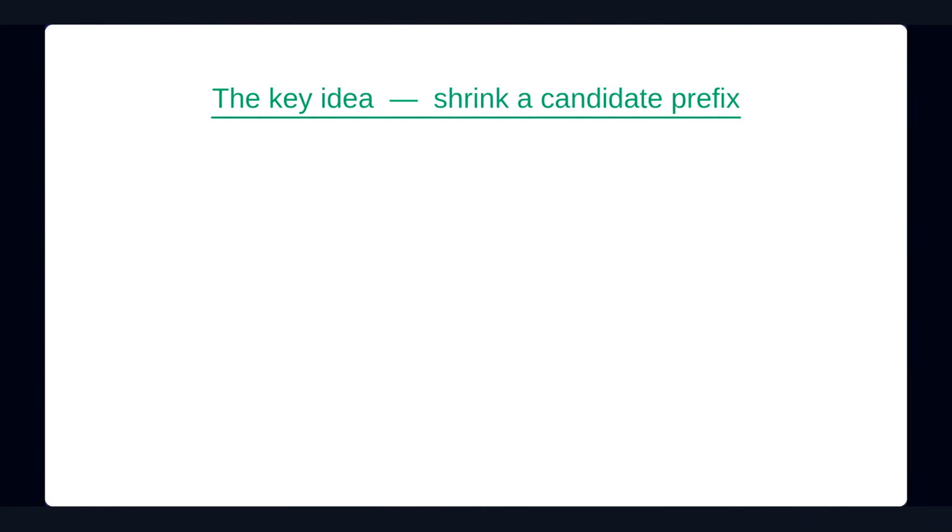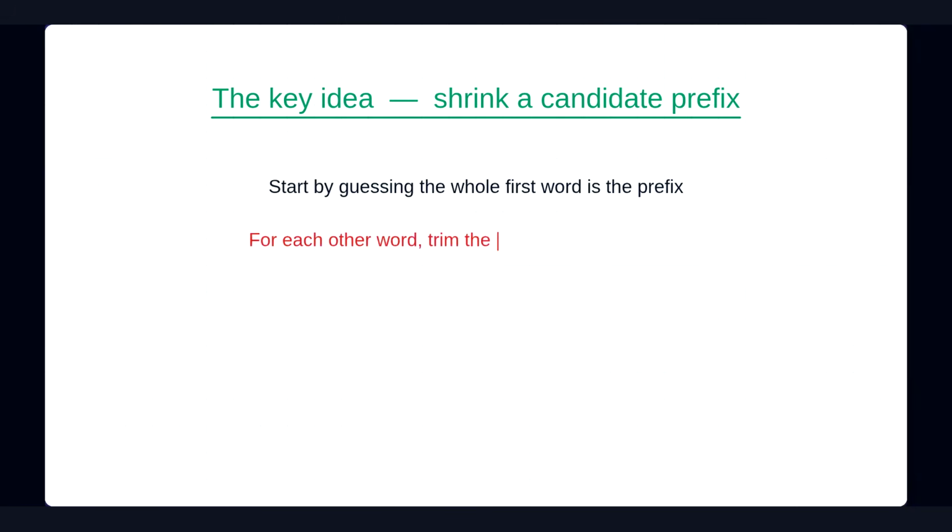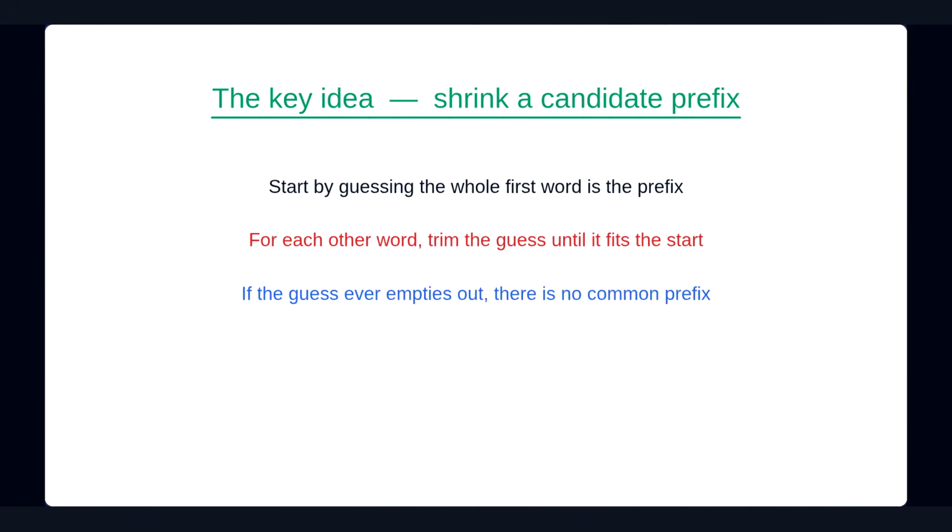Here's a clean way to think about it. Guess that the entire first word is the common prefix. Then, look at each remaining word in turn. While that word does not start with our current guess, chop the last character off the guess and try again. This shrinks the guess just enough to fit every word we've seen. If the guess ever becomes empty, the words share nothing at the front, so we return the empty string.